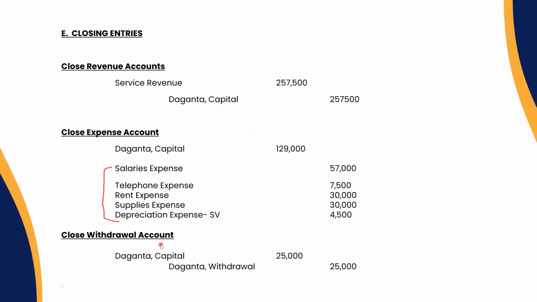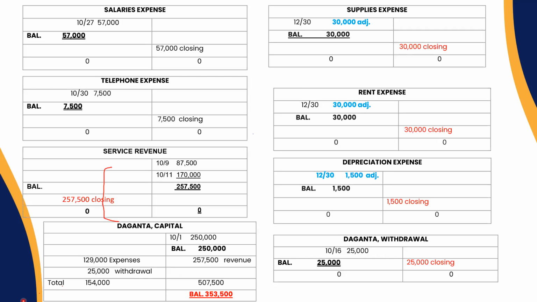Please don't be confused with the closing entries. It's actually just a formality that you close the books. To better understand, what accounts do we close? Temporary accounts. What are those temporary accounts? Expenses, revenues, and your withdrawals.